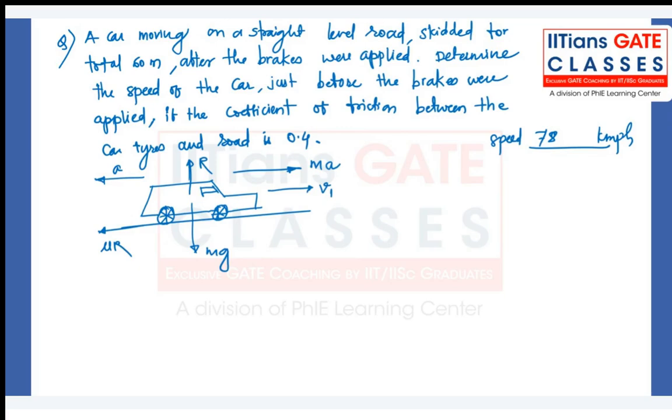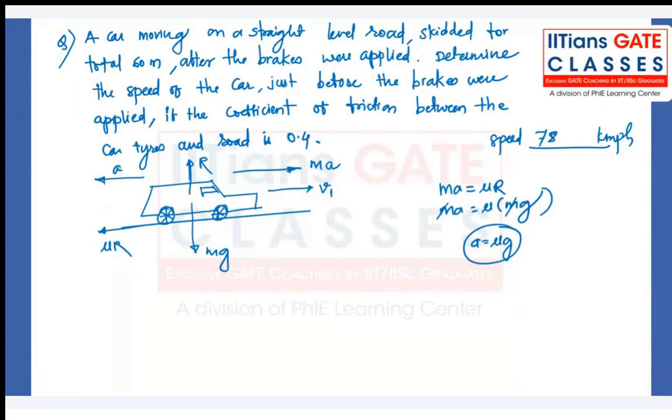So it's clear here, mass times acceleration is equal to mu times the normal reaction, and normal reaction is equal to, you can say, mg. So m will get cancelled. So acceleration is equal to mu times g in this case, as we don't have any other external force. In the previous problem, we had that breaking force or something. Here we don't have that.